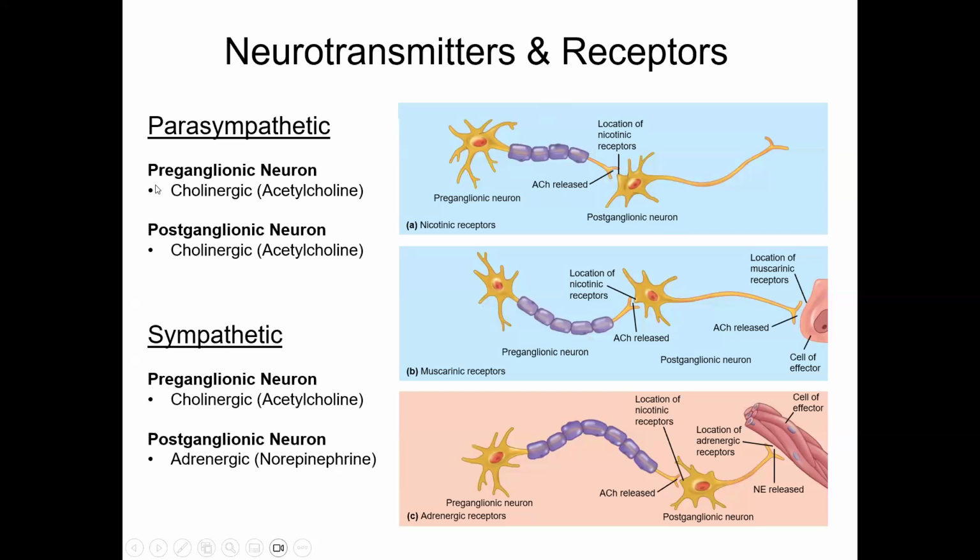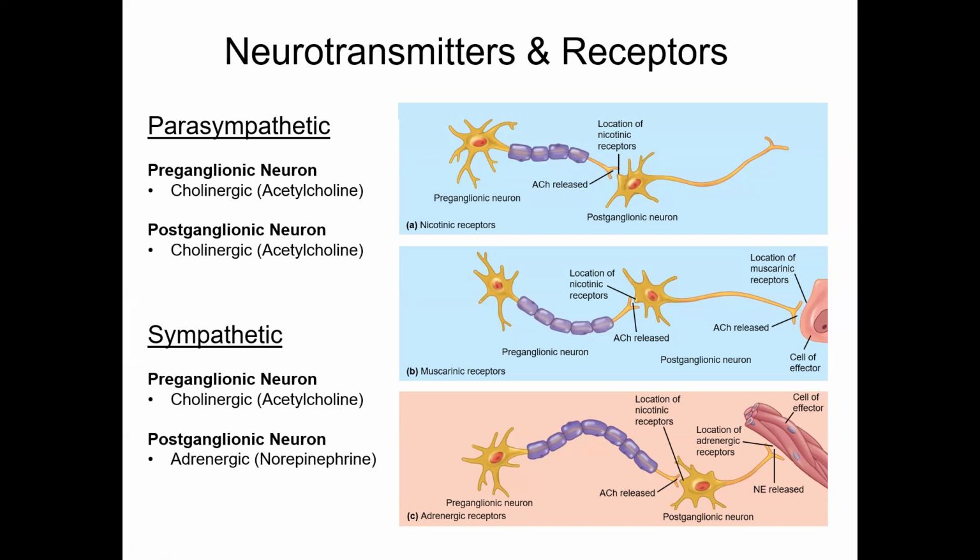All right, so this one's an easy one because whether we're parasympathetic or sympathetic, we're always going to release acetylcholine as this neurotransmitter from our preganglionic neuron. So regardless of which division, the preganglionic neuron is going to secrete acetylcholine. So we call it a cholinergic neuron. So it's got cholinergic receptors. In the parasympathetic division, we stick with acetylcholine. So if it's parasympathetic, no matter whether it's pre or post, it's going to be acetylcholine.